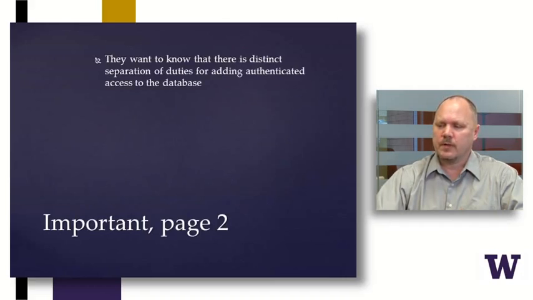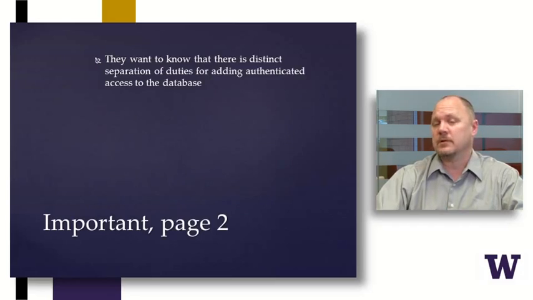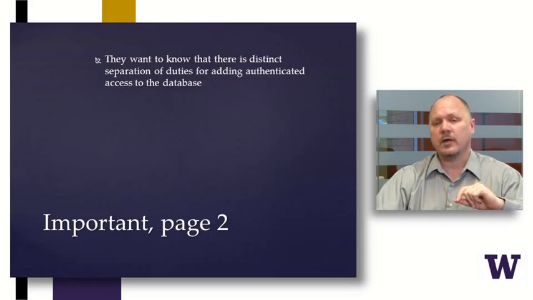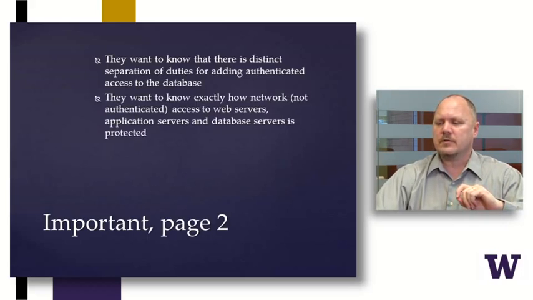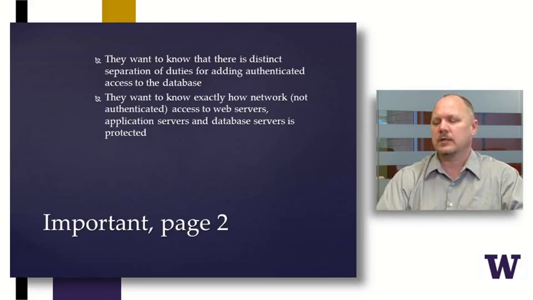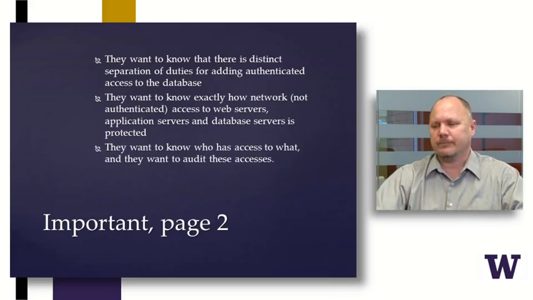Additionally, they want to know that there are distinct separation of duties. Remember the control that we talked about earlier, the specific one, AC5, that talks about separation of duties. They insist upon that control as being a part of the way we operate. They want to know exactly how network access to web servers, application servers, and the database is protected. They want to know what those physical controls might look like, what the logical controls might look like. What do your firewalls do? What firewalls are you using? What do the rule sets look like? So they're very interested in making sure that we've done the job properly. And they want to know who has access to what. Essentially, what are the lists of people who can look at this data, and how do those lists change? And they're going to want to audit all of those things.